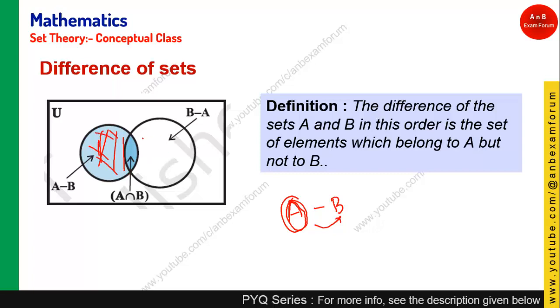Again, this white portion denotes B minus A, the elements which are present in B but not in A, excluding the common ones. If you see the definition, x belongs to A and x does not belong to B. So all the elements which belong only to A but not B. Obviously the common elements will not be in the difference of sets. And a very common point: A minus B will never be equal to B minus A, because this is B minus A and this will be A minus B. So how can they be equal, right?